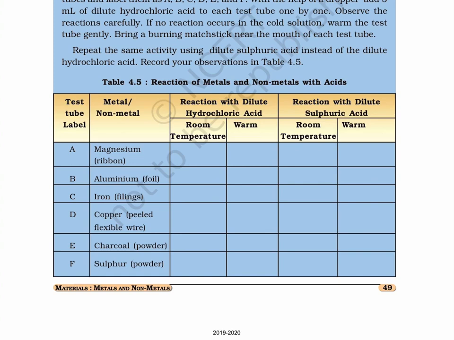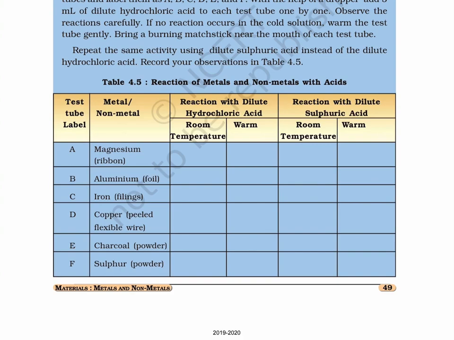Now, we have given you 6 metal or non-metals. A. Magnesium ribbon. B. Aluminium foil. C. Iron filings. D. Copper peeled flexible wire. E. Charcoal powder. F. Sulfur powder. Now, make the table as just described and fill the rest of the columns in your notebook.